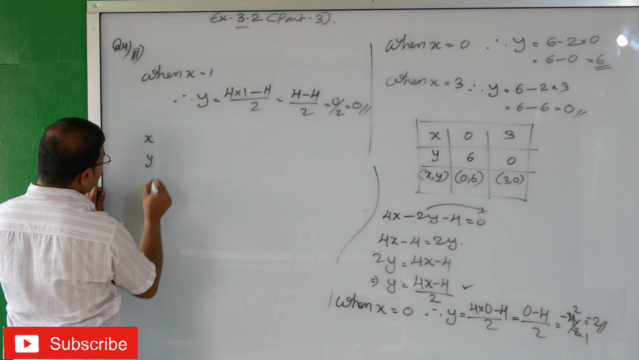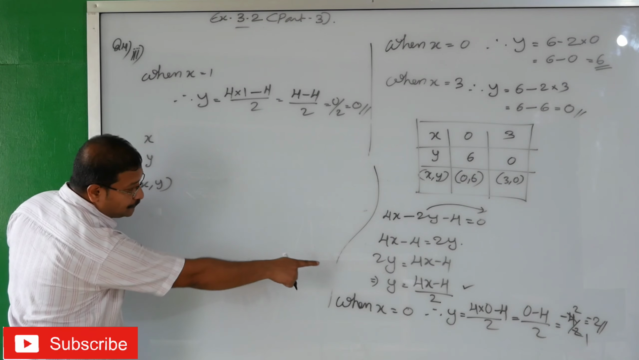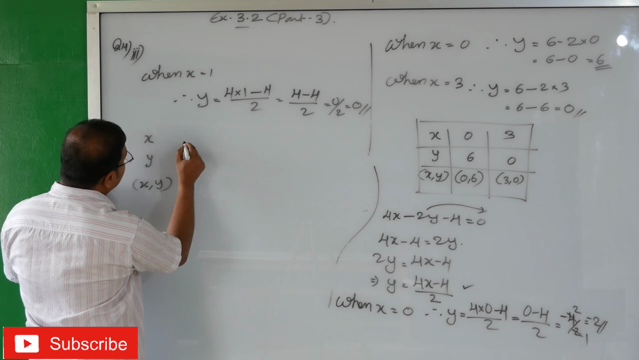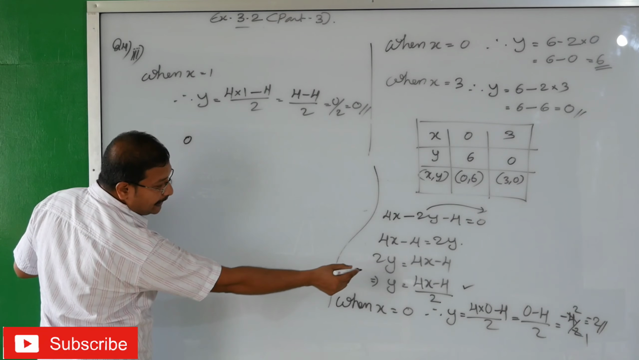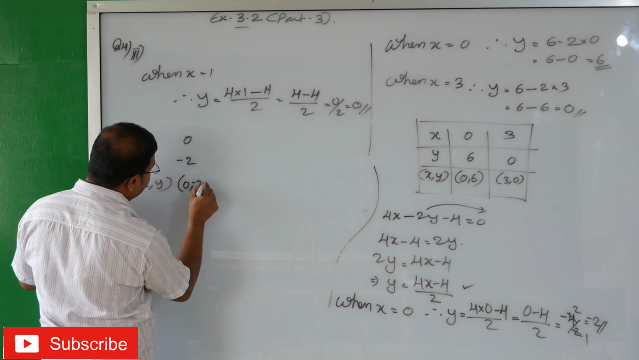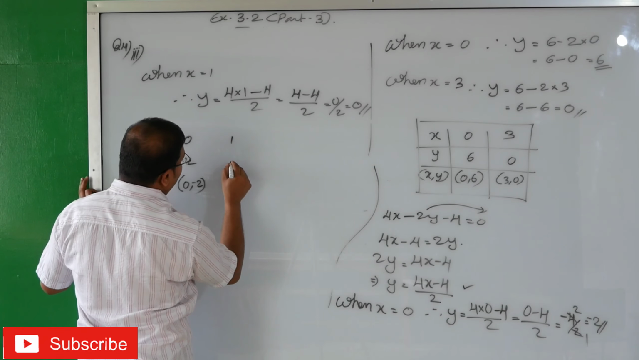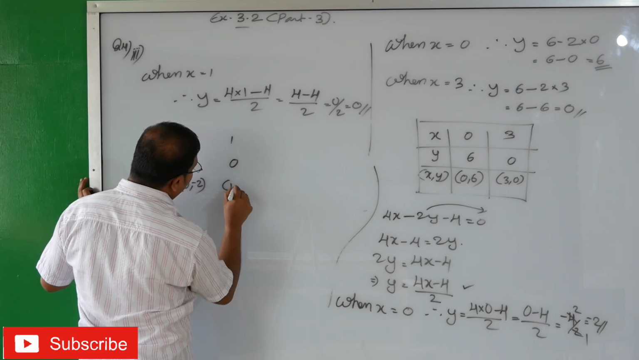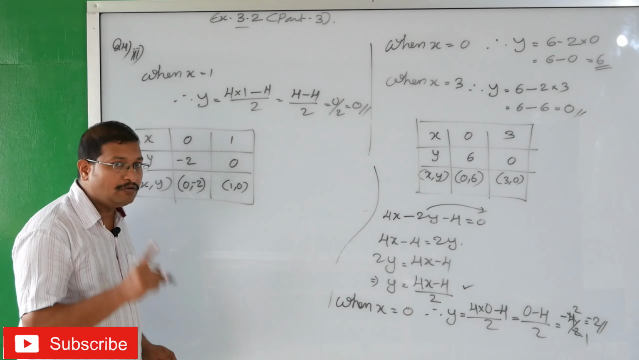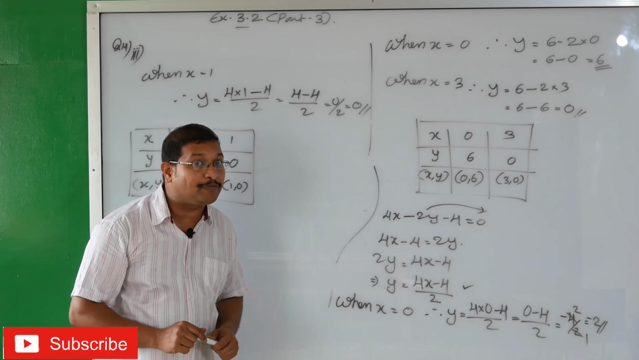x, y. What is the value of x first? We took 0. That time we got the value of y as minus 2. So the coordinates are 0, minus 2. After that we took the value of x as 1. That time we got the value of y as 0. So 1, 0. So now we will solve it on graph paper. Please take your graph paper.